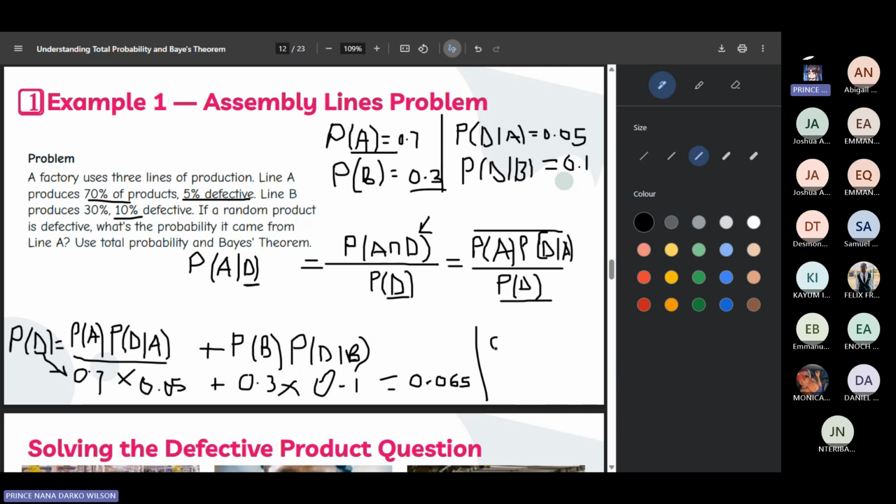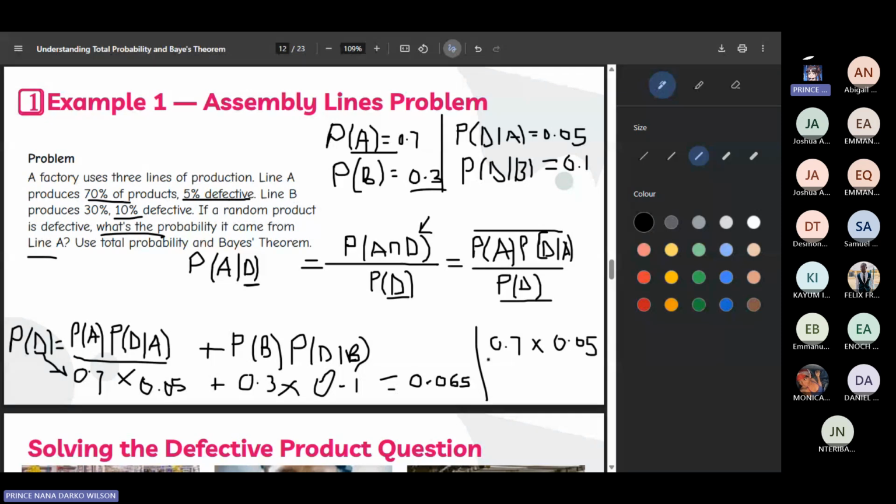So 0.7 times 0.05. That's what we are doing. We are multiplying the probability of A, that's 0.7 here, and the probability of a defective coming from A, that's 0.05. The reason why we are doing this is the question says, what's the probability that it came from A? It didn't say B. That's why we are doing that.